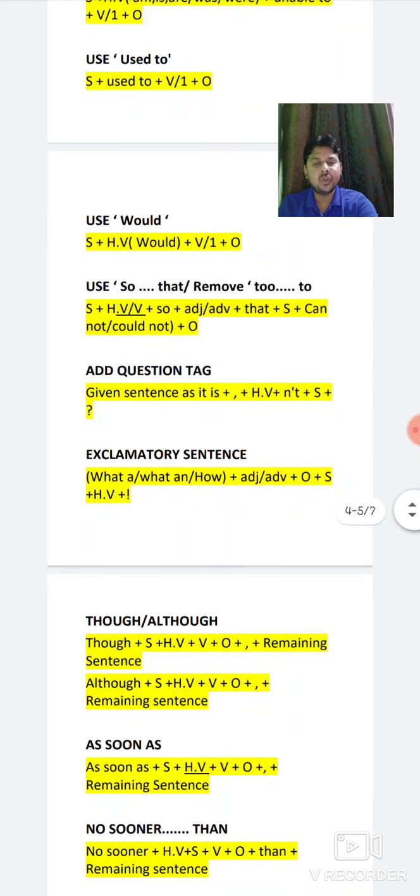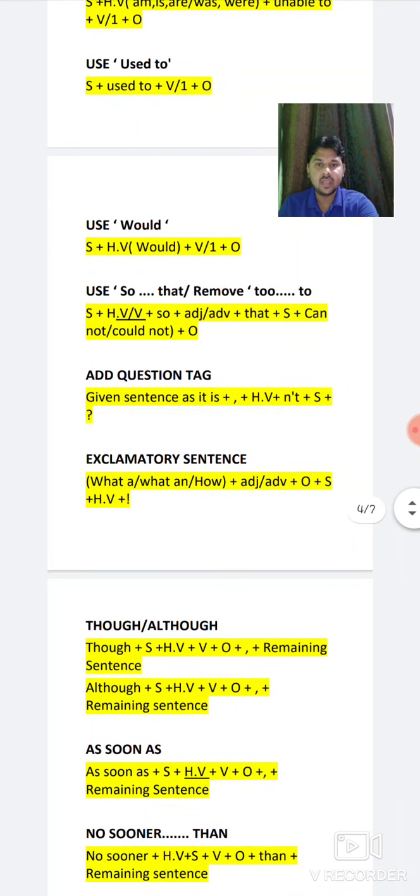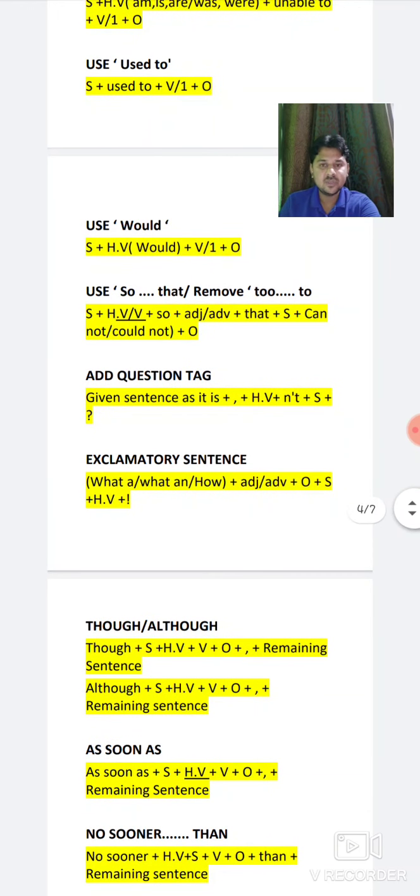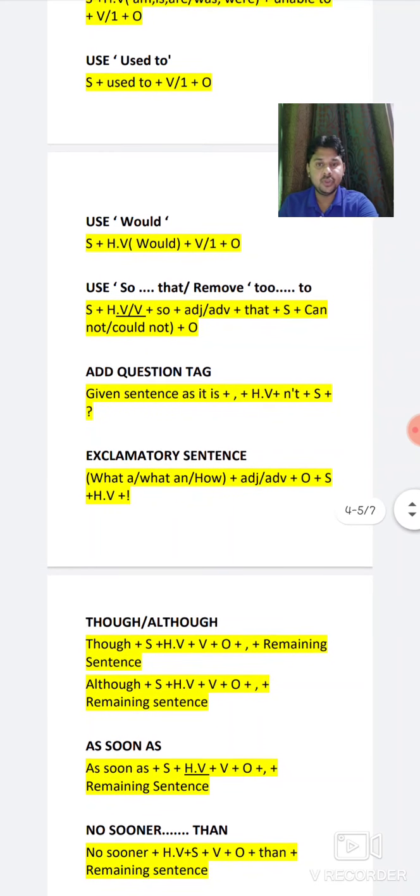Now another important topic, and a little confusing. This topic is there. After a lot of practice also, students make a lot of mistakes. I hope this structure will be really important to you. Just look at that.